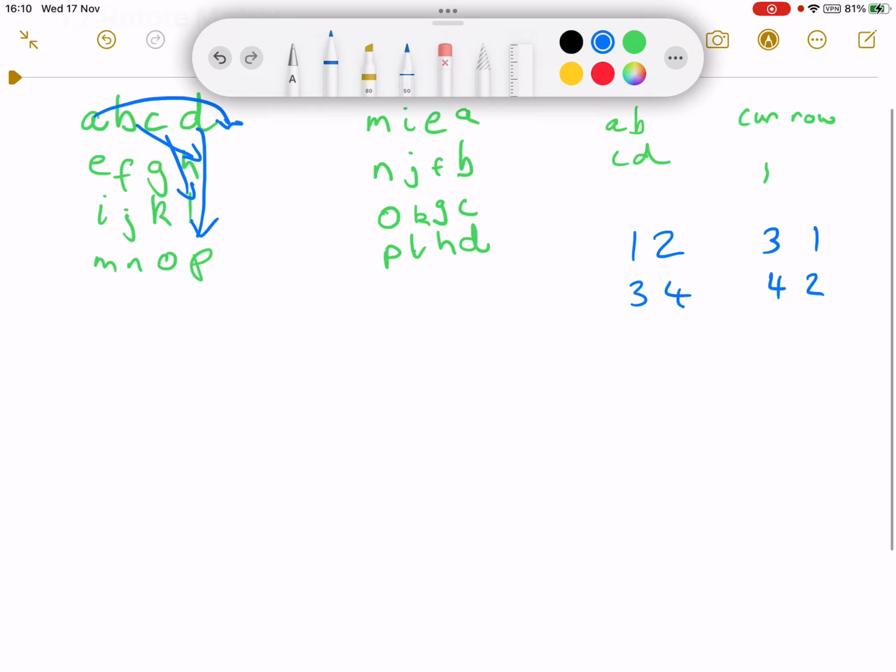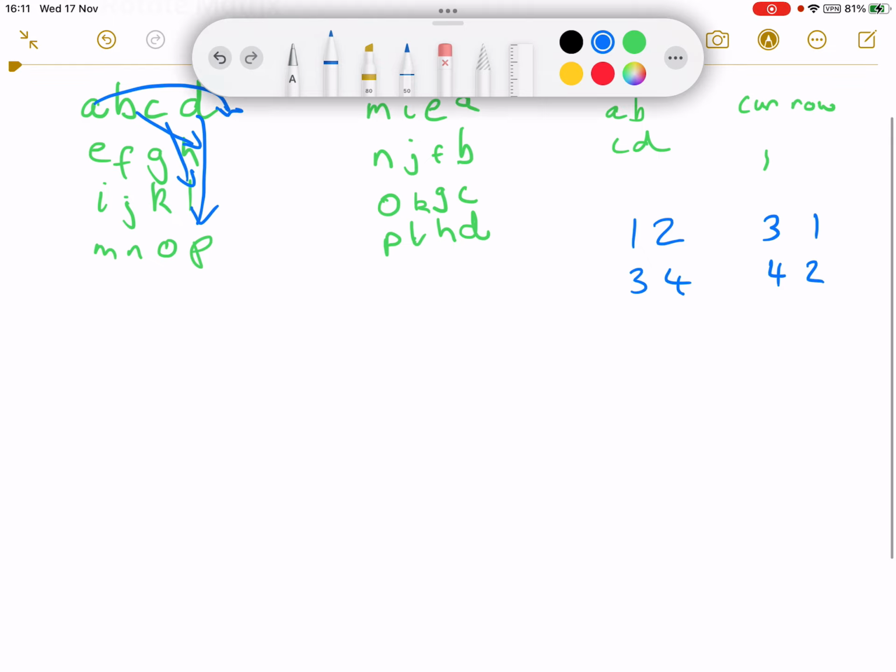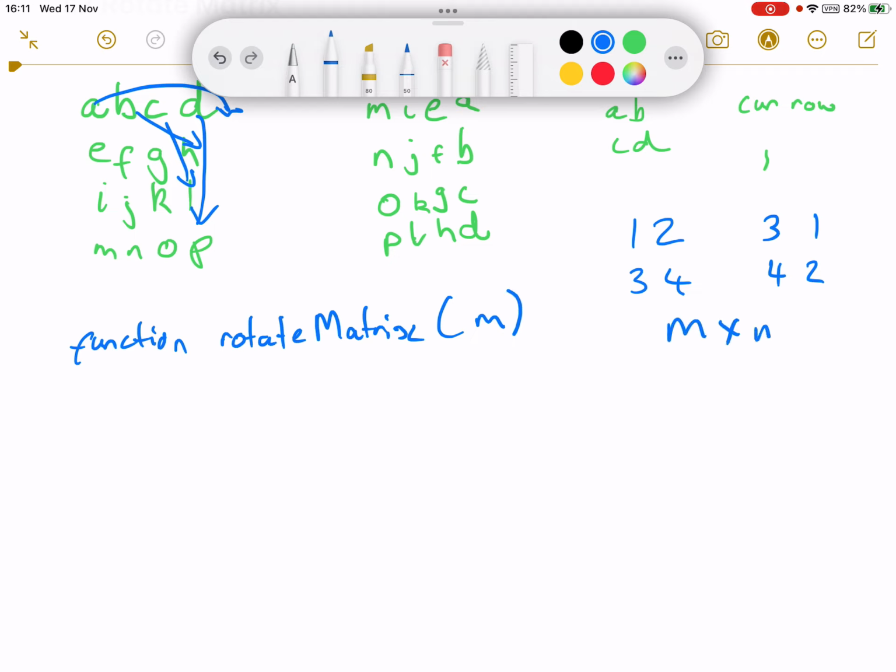So if we had function rotate matrix, and then this is our matrix, which is M by M. It's just a matter of switching.